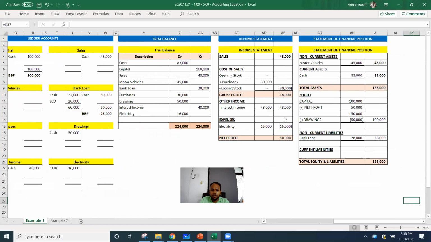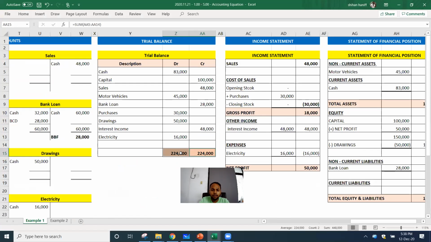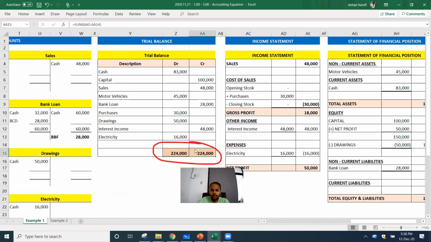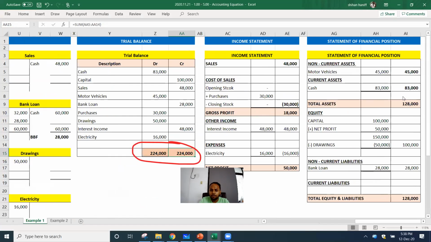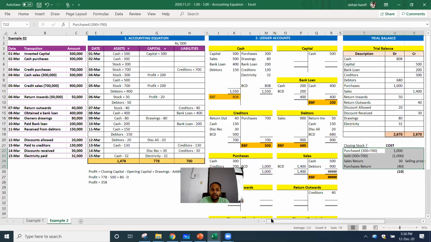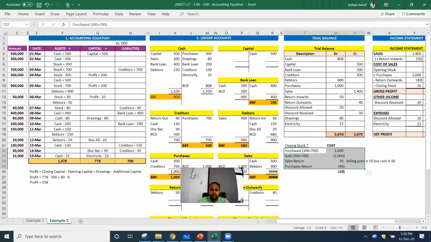So finally, here the trial balance should be equal. Always the debit side should be equal to the credit side, trial balance. And your financial statements, the total asset will always equal total equity and liabilities. So not only that, even some other questions, you will find the same thing, right? So the entire process can be done through this if you understand the accounting process, you can do it. Right?